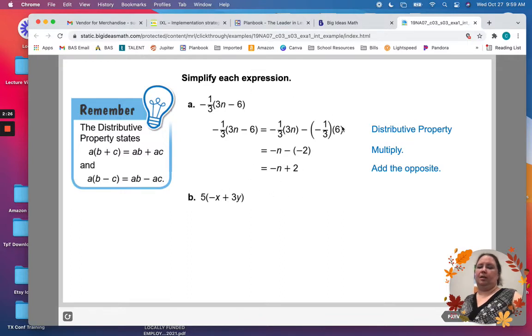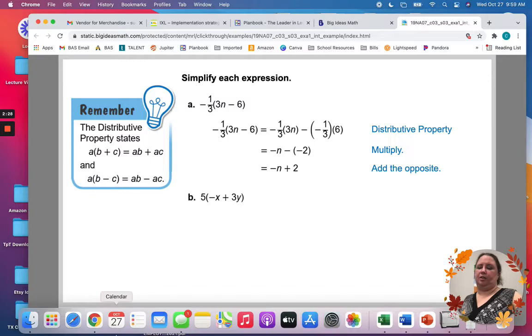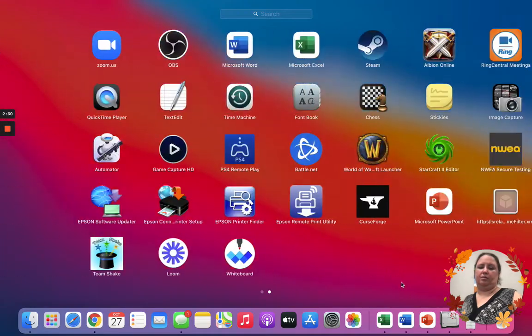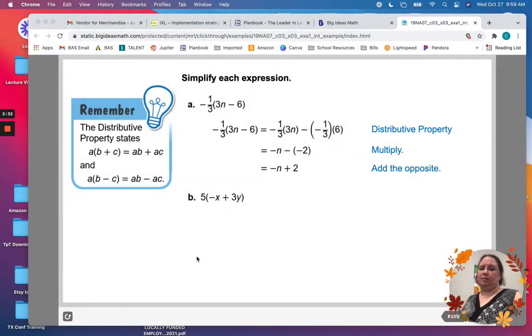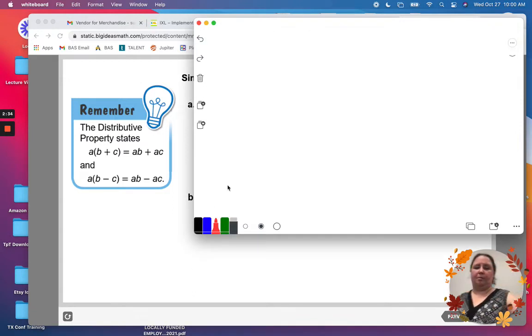Okay? Do you want me to write this? Because this was a lot of gibberish. And if I show it to you how I do it, it might be a little simpler for you. Yeah. So let me open my whiteboard. Okay, will you read it to me? Negative 1/3, parentheses 3n minus 6. All right, let me change my color.